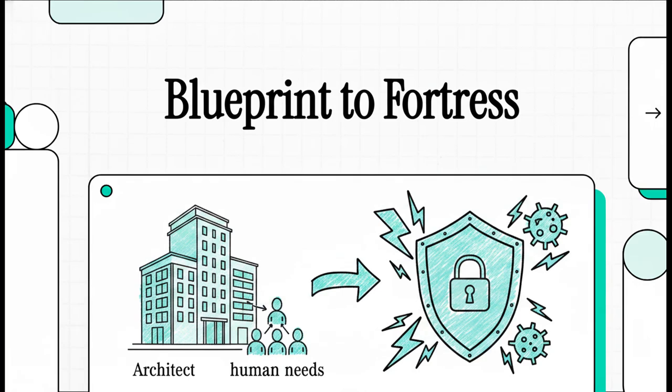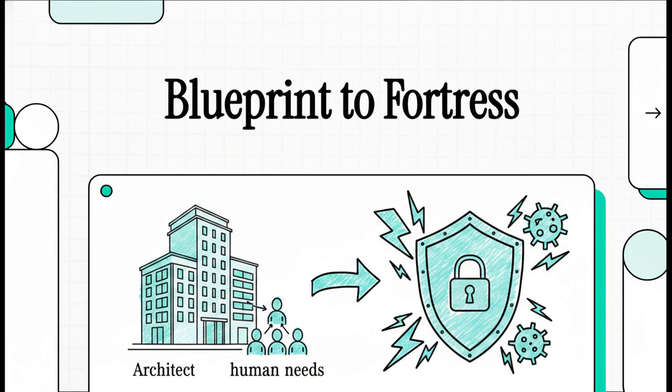Welcome to the Explainer. Today we're doing something a little bit different. We are taking on a fascinating dual role, the architect and the defender. You see, when it comes to modern information systems, you really can't just build a digital structure and hope for the best. First, as the architect, you've got to design and build a system that perfectly meets human needs. Then, you have to instantly flip the switch and become the defender, locking down that very same system against a constant, evolving barrage of 21st century threats.